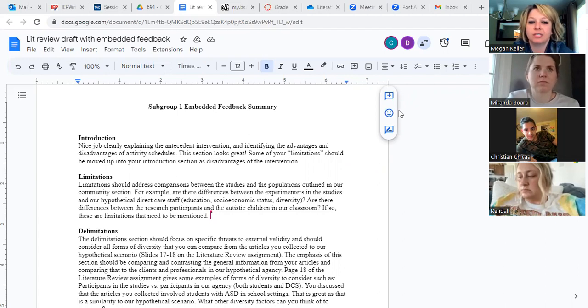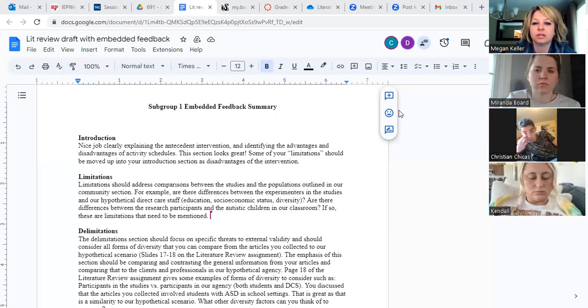All right, so obviously for our lit review, you did a really great job in the introduction, explaining the antecedent interventions, identifying the advantages and disadvantages of the activity schedule. So that was really awesome. Overall, our group thought that section looked really great. Just some quick feedback: some of the limitations could possibly be moved up into the intro as disadvantages of the intervention, just to make it a little more cohesive.